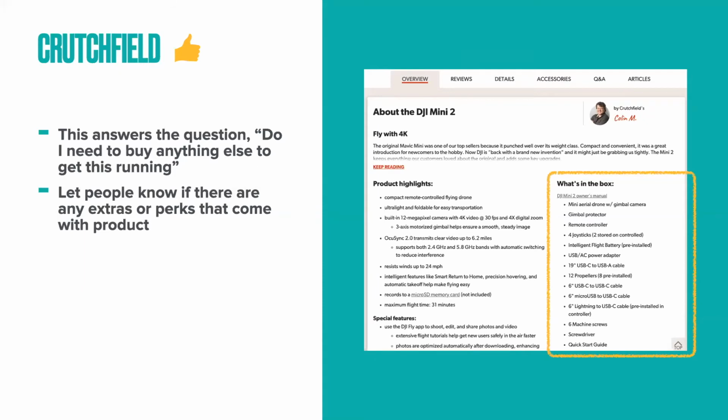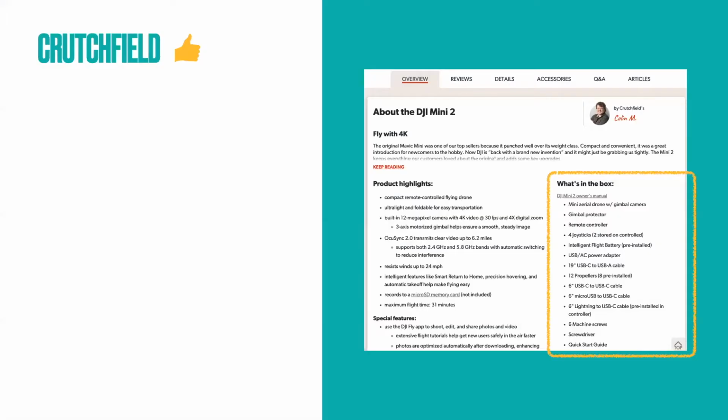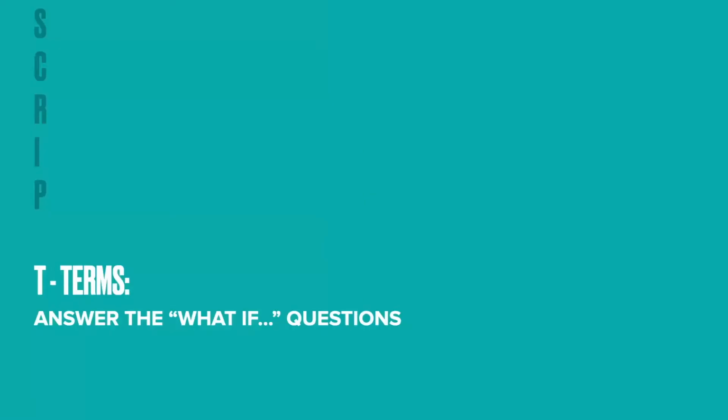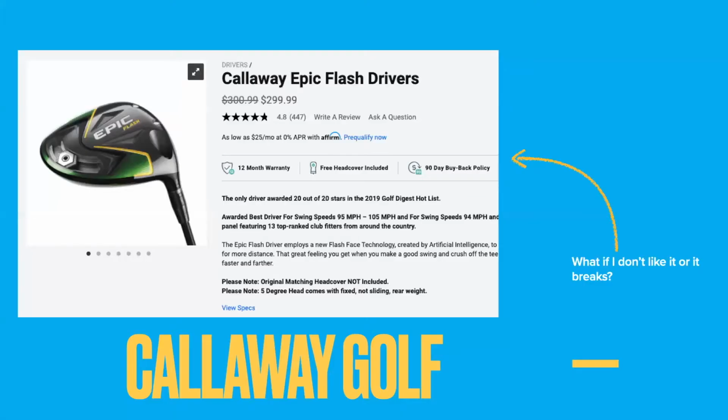Letting people know, are there little extras, little perks that come with this product? This really helps people to understand, again, what exactly am I getting? Do I need to buy anything else? And then the last section is terms. So terms meaning return policy, shipping, what we also refer to as answering the what if questions.